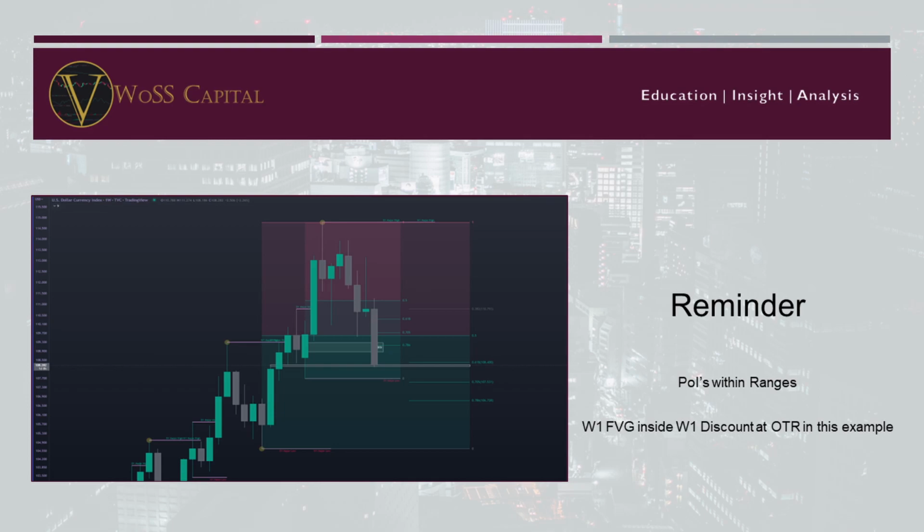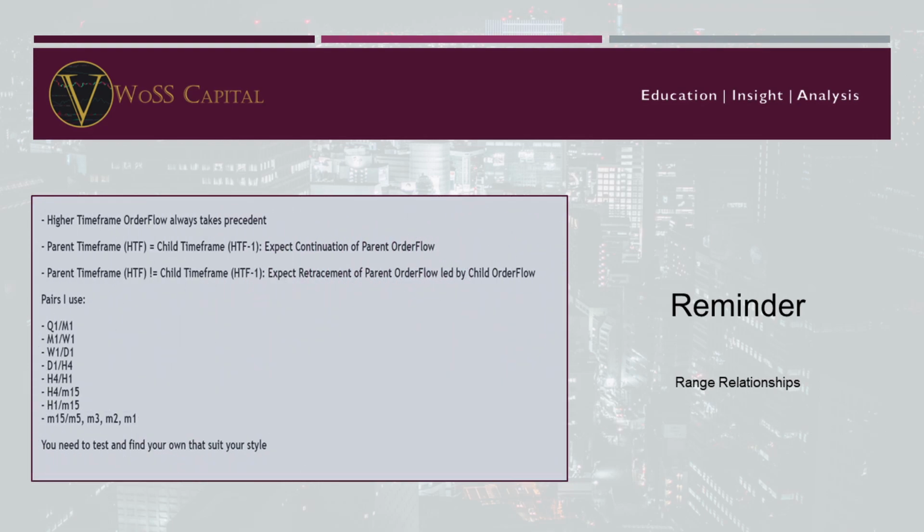It's essentially the time frame that you're on plus the one above. So if the daily is the chart that you're tracking, then you'll be looking for daily points of interest, but more importantly weekly points of interest within the weekly range that the daily might retrace back to. So point of interest within the range. And last little reminder slide.